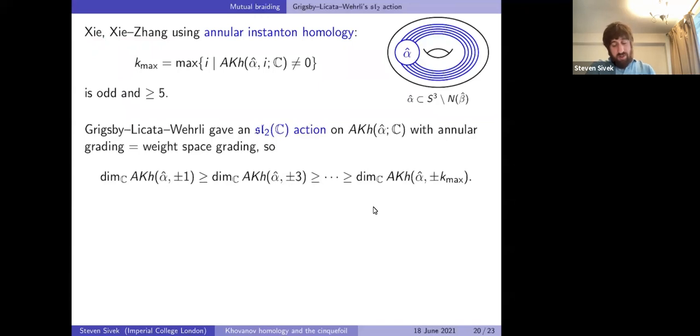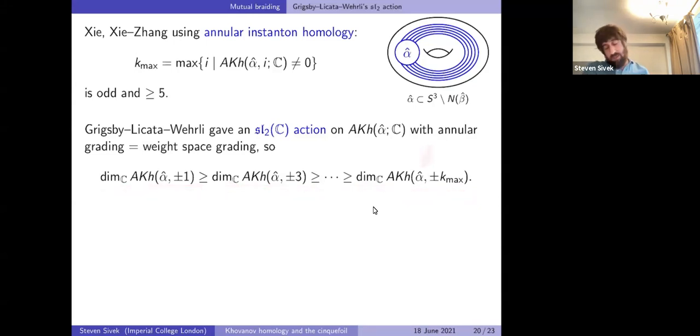That's where the number comes from. But there's extra structure as well. Annular Khovanov homology has an action, due to Grigsby, Licata, and Wehrli, of the Lie algebra SL2C. And the annular grading, the thing that we just bounded, is actually the weight space grading of that SL2 action. It's the eigenvalues of the H operator. And so the key fact from that is that you've got a sequence of rank inequalities that is supposed to be trapezoidal. In other words, the dimension of the maximal grading is less than or equal to that in the next grading below, which is less than or equal to that in the next grading below, and so on. So we've got some decreasing sequence of dimensions in these different gradings.